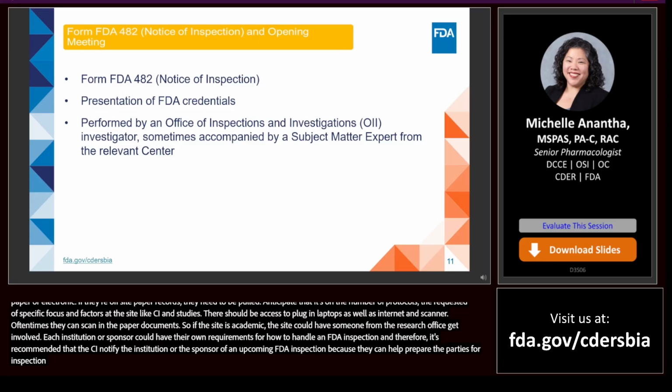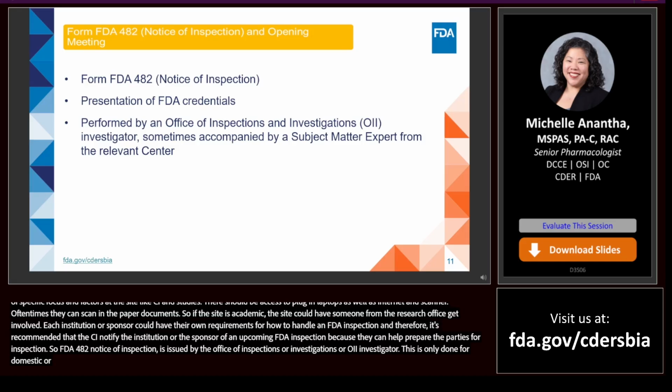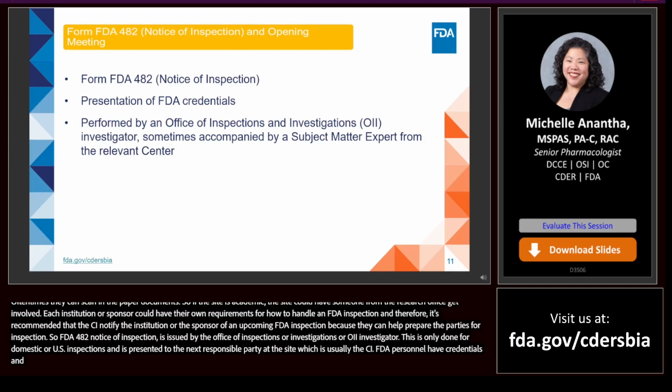Form FDA 482, Notice of Inspection, or 482, is issued by an FDA Office of Inspections and Investigations, or OII, investigator. This is only done for domestic or U.S. inspections and is presented to the most responsible party at the site, which is usually the CI. FDA personnel will present their credentials and note that these may not be photocopied per FDA policy.